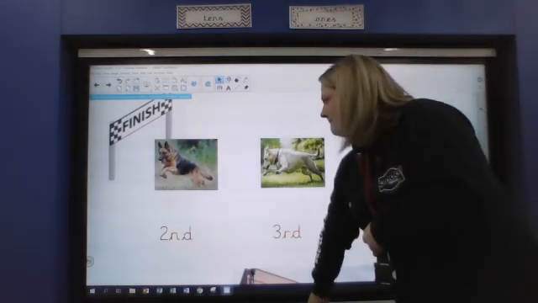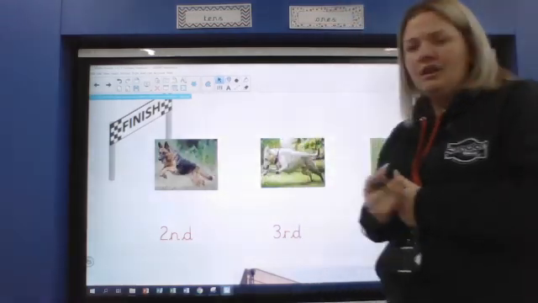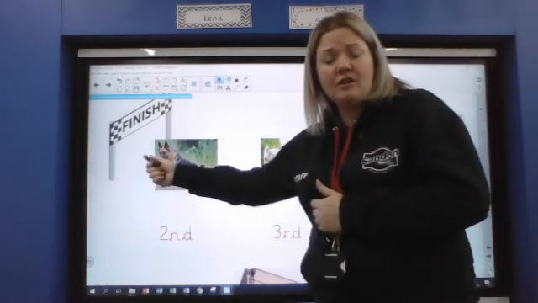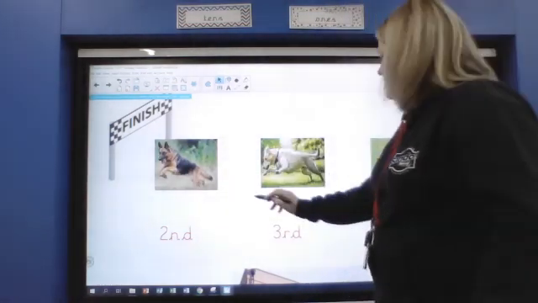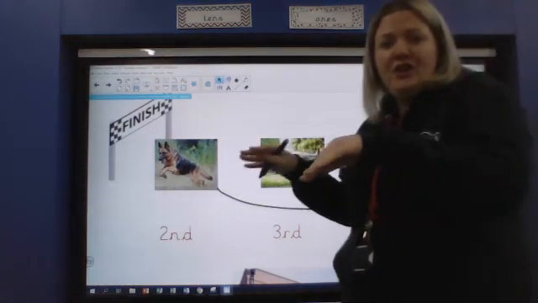Can you show me? That's right, this dog is the first dog over the line. It's the first dog to finish the race. So this dog is first. He came first.